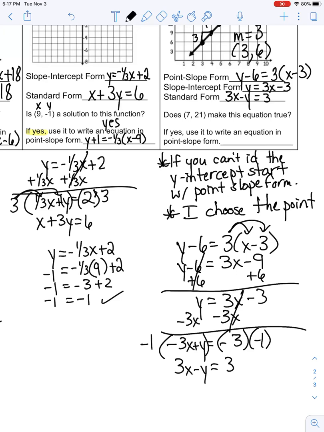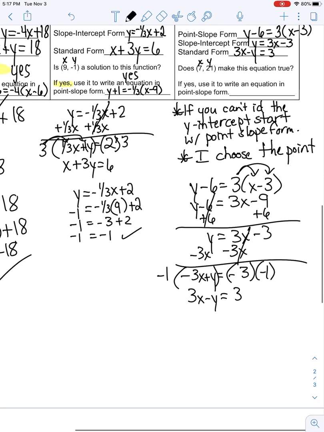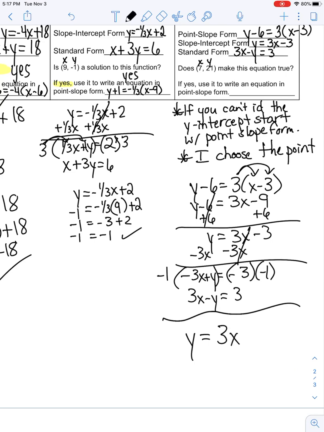And last but not least, let's test our point. Does 7, 21 make this equation true? X is 7, y is 21. Remember, pick any form, it doesn't matter. You'll get the same response. I like to go to slope-intercept form. Y equals 3x minus 3. Y is 21 equals 3 times x is 7 minus 3.